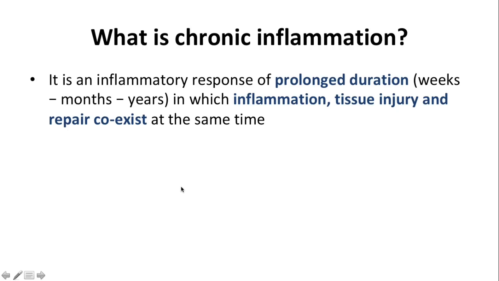So what is chronic inflammation? Chronic inflammation is an inflammatory response of prolonged duration. And we're talking about weeks to months to years, in which inflammation, tissue injury, and repair coexist at the same time. And because it happens in such a prolonged period of time, you often get these overlapping features of inflammation, tissue injury, and repair.